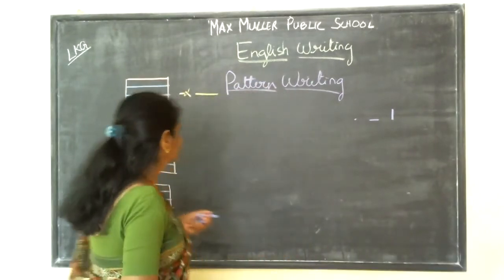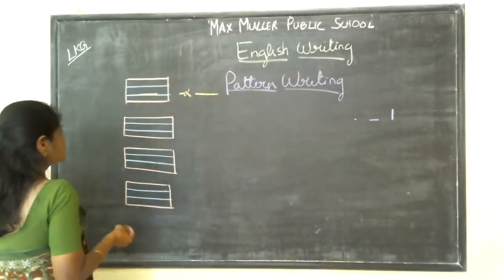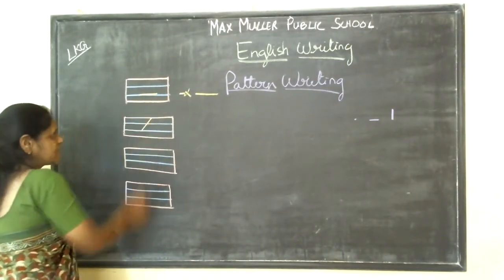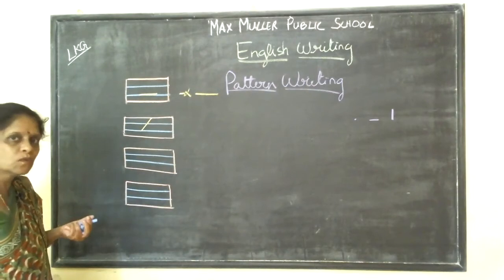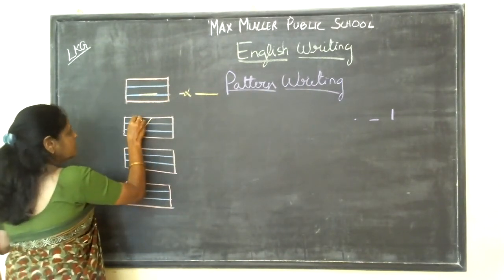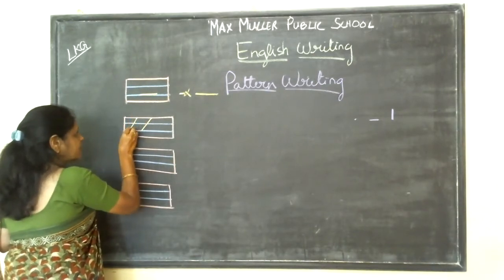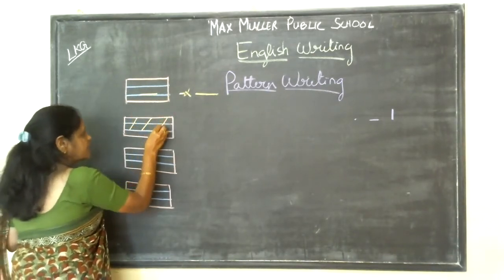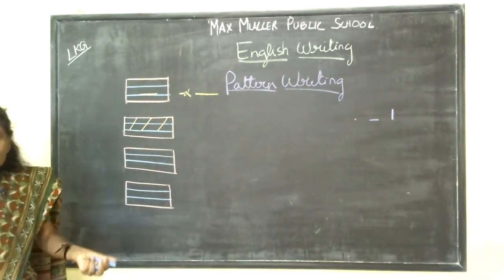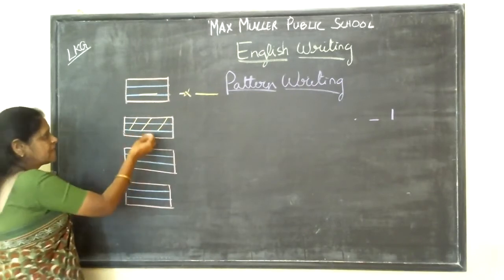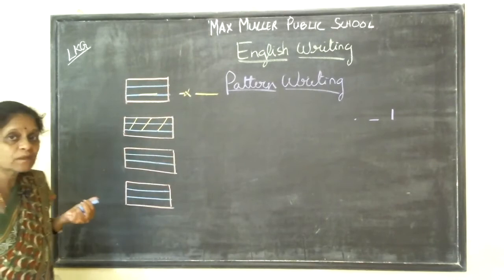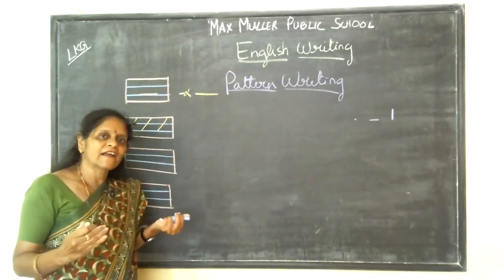Okay, children. The next, you're going to learn slanting line. From the red line to the blue line. Again repeat, red line to the blue line, slanting line towards your left side. Which is your left hand? This is your left hand. So from the red line you have to go to the blue line. Next, slanting line means what? Everything which is slant. Okay?